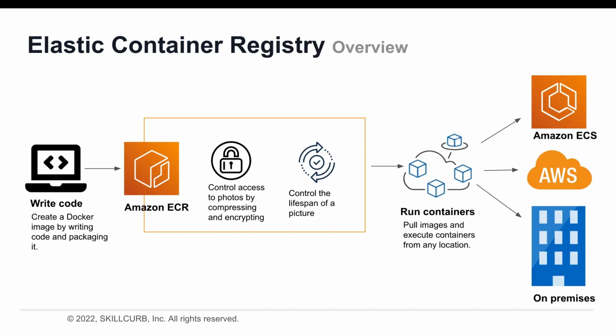Amazon Elastic Container Registry creates Docker images by writing and packaging code. After that, it compresses, encrypts, and maintains image access, including all tags and versions, as well as image lifecycles. Finally, Amazon ECS retrieves the required Docker images from the ECR for use in app deployment and continues to manage containers across all platforms, including Amazon Elastic Kubernetes Service, AWS Cloud, and on-premise networks.